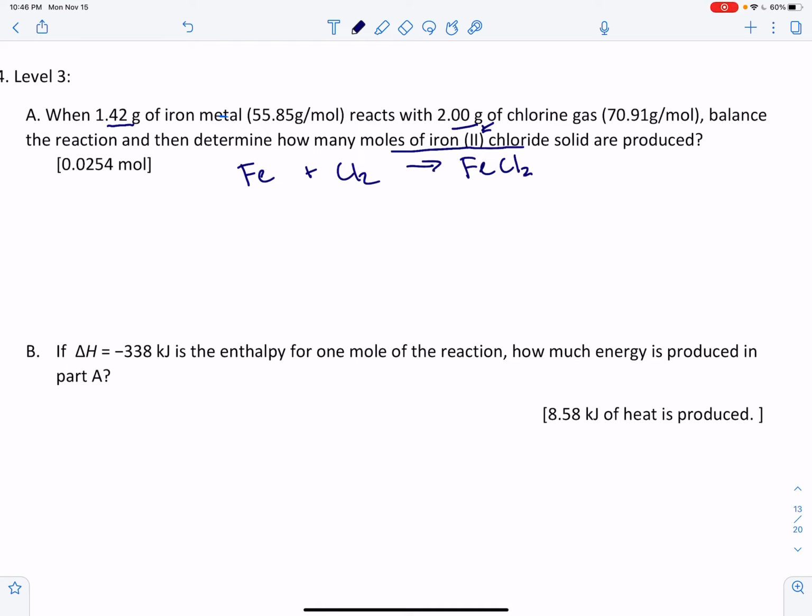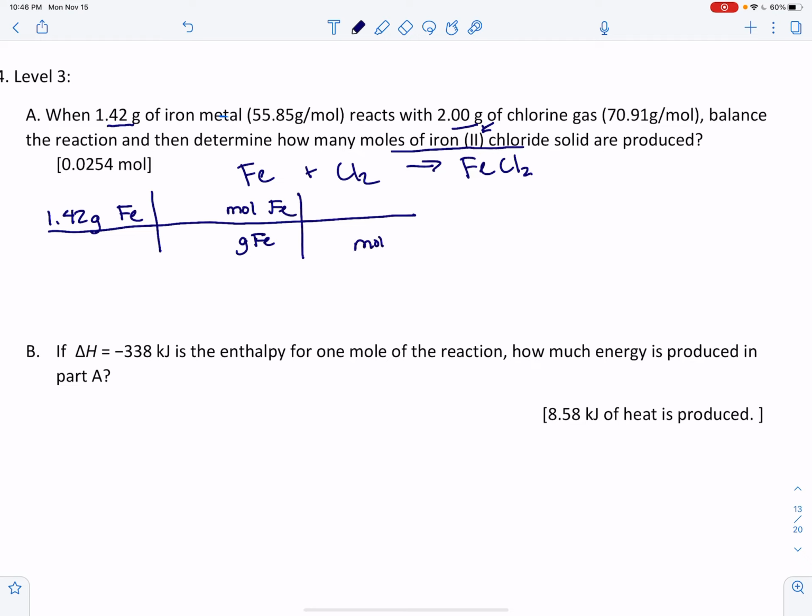So we're going to go with 1.42 grams of iron. And we'll go from grams of iron to moles of iron. Then we'll go from moles of iron to moles of FeCl2. And then from moles of FeCl2 to grams of FeCl2. And we're going to repeat the same thing, but we're going to do it with the other number.